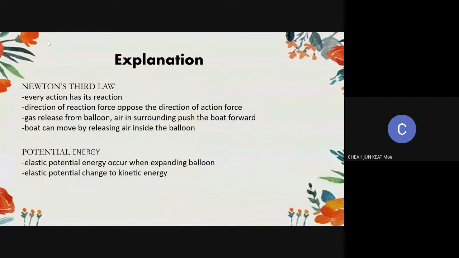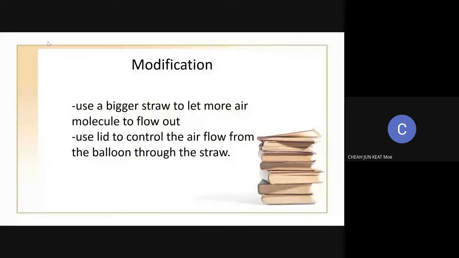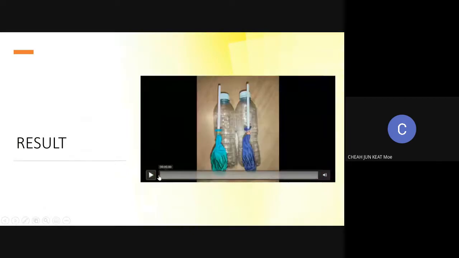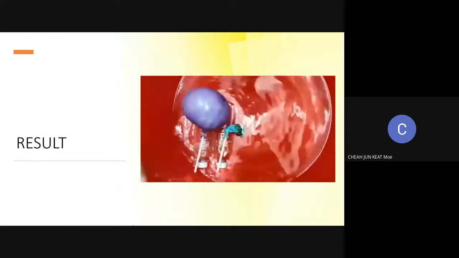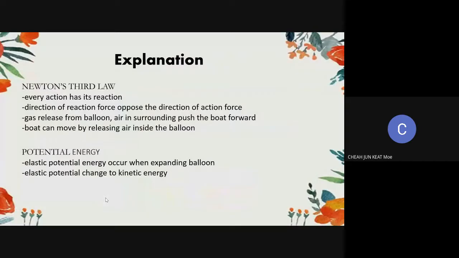Before I explain, let me show you my video. It's a short video, very fast. Move back. In this video, we can see that the balloon boat actually can work. All the product actually can work.